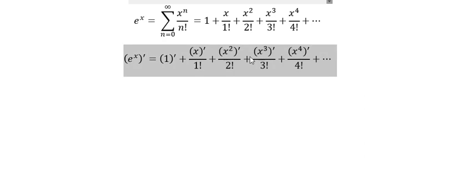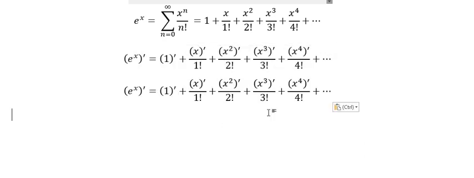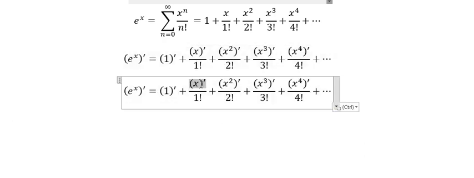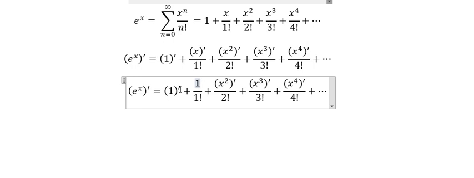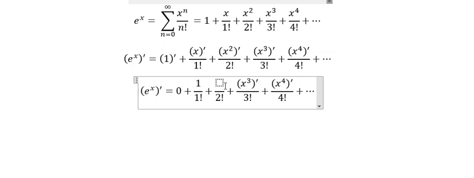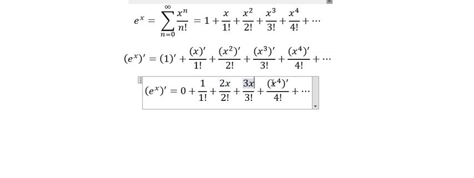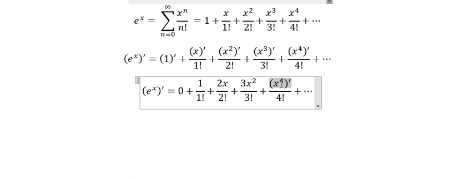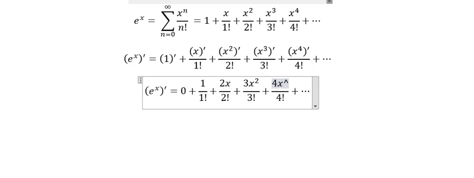So this one we have number 1. This one that is about the constant, so you got number 0. This one we have 2s. This one we have 3s squared. This one we have 4s to the power of 3.